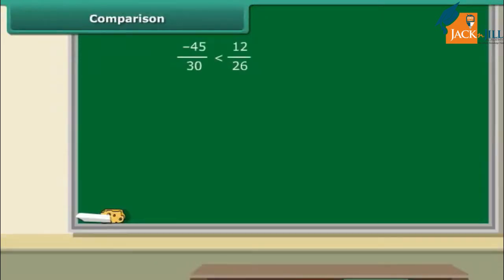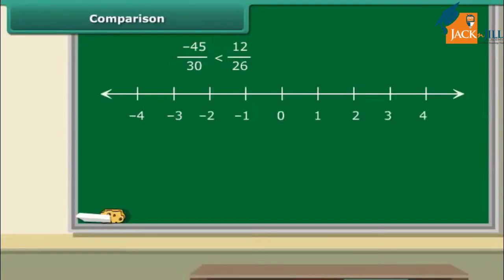We know that the negative number is always smaller than the positive number. We can also compare the rational numbers using number line. The more the number is in the right, the greater it is. For example, 2 by 3 lies here, and 1 by 3 lies here. So which one is in the right? 2 by 3.